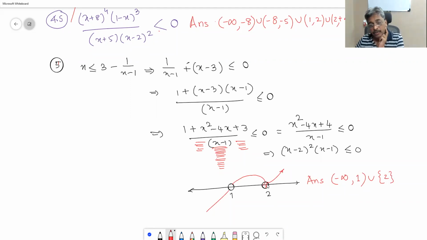Yes, I should have made it dark like this. Anyway, I am not wasting ink. Okay, so this is the solution set.